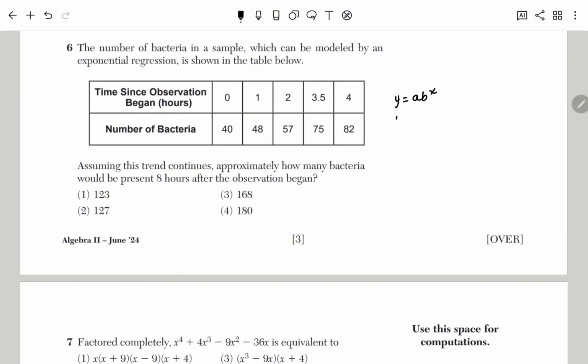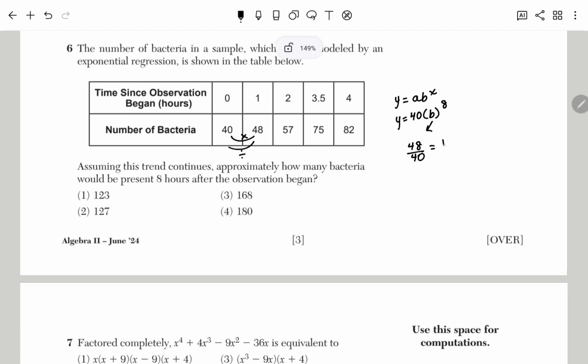a b to the x. We know that our initial amount is 40. We don't know our b. We know our x is 8. How can we figure out our b? What we can do is we're going to do 48 divided by 40, because we know when we have exponential regressions, we either multiply this way or divide this way. So I want to find how much it changes between an hour, right? So when I do this, 48 divided by 40 is going to be 1.2.